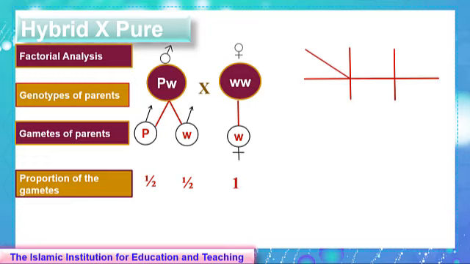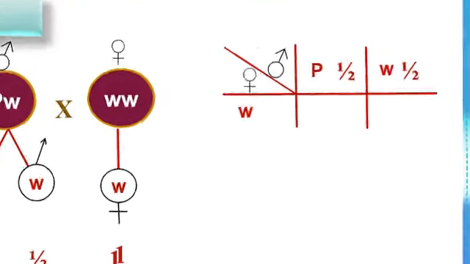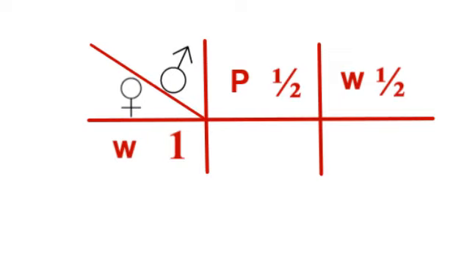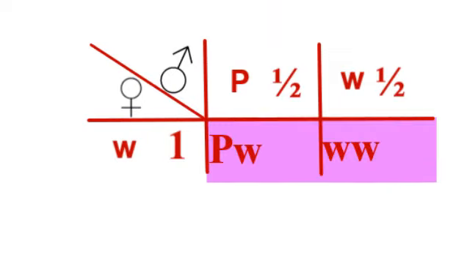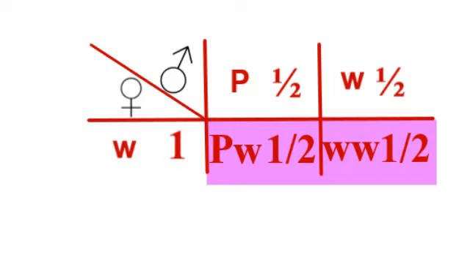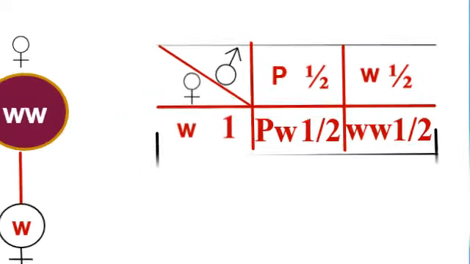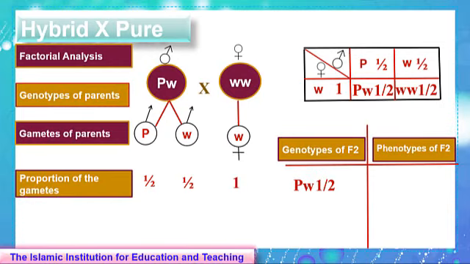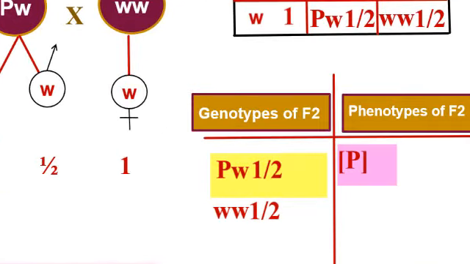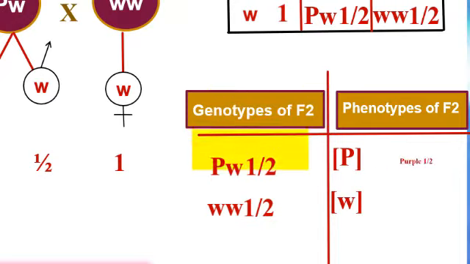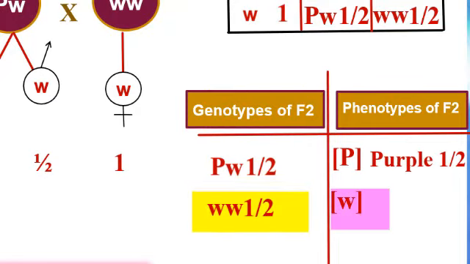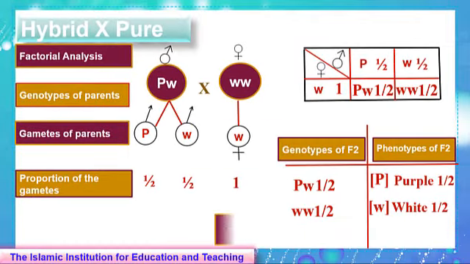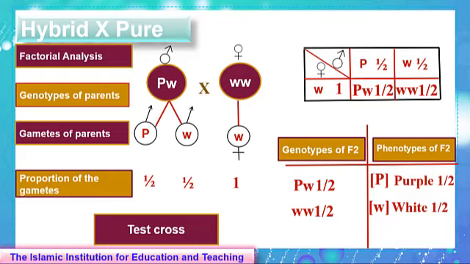Now we draw the Punnett square and fill it with the previous data, the gametes and their proportion. Upon fertilization, we get two types of F2 descendants. Half of them are PW and the other half is WW. Now draw the T-chart to analyze the results of fertilization. PW gives P and forms half, and WW gives W and forms half. This type of crosses is called test cross.